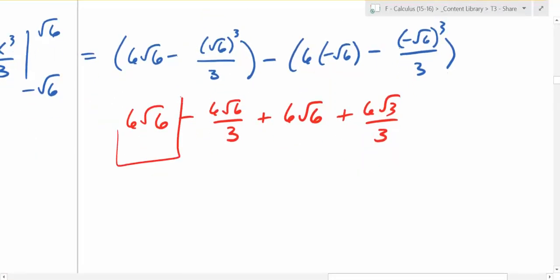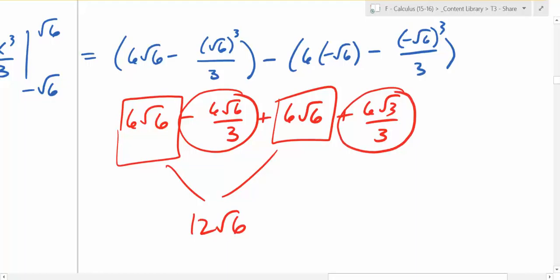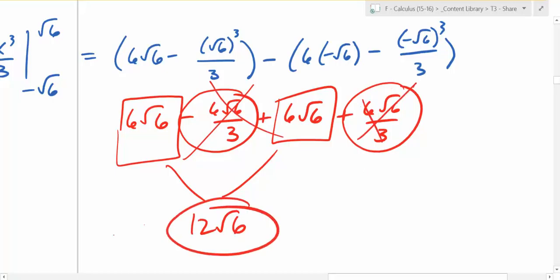So what do you have here? How many 6 root 6s do you have there? That's 12 root 6s, right? And then what is this? Minus 6 root 6 over 3 plus... oh, that's 6 root 6, right? Correct? So what happens to those two terms? They cancel, and you're left with just 12 root 6. That is the exact answer.